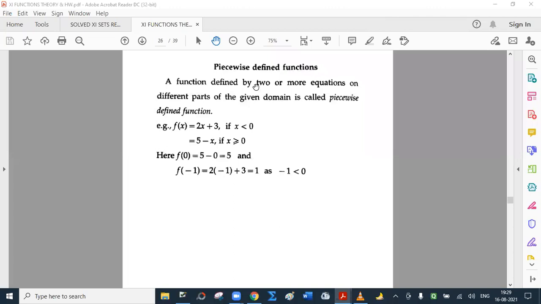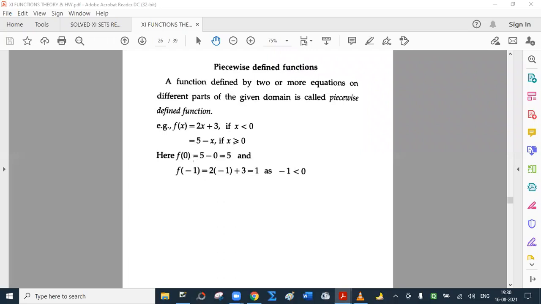Now, this is an important concept, piecewise defined function. A function defined by two or more equations on different parts of the given domain is called a piecewise defined function. f(x) is 2x plus 3 if x is less than 0. And it is f(x) only, but it is 5 minus x when x is greater than or equal to 0. Now you may ask me, why? See the word defined. It is defined. You cannot challenge this. 2x plus 3 is to be used if x is negative. If x is non-negative, you have to use 5 minus x.